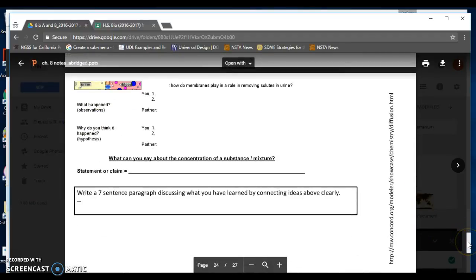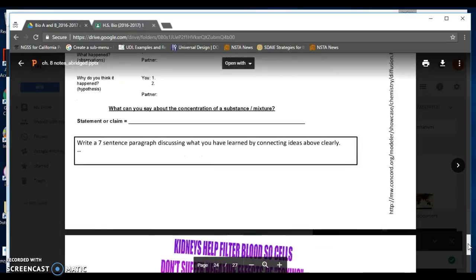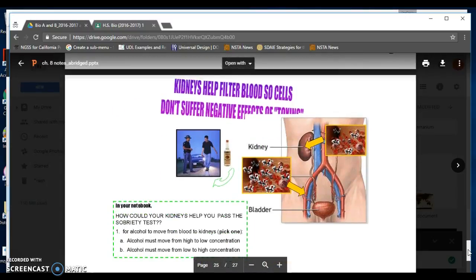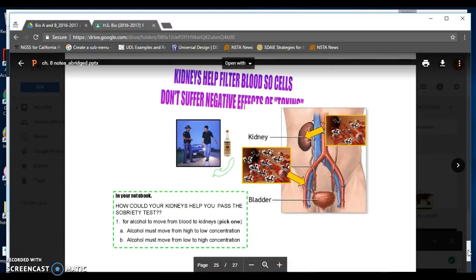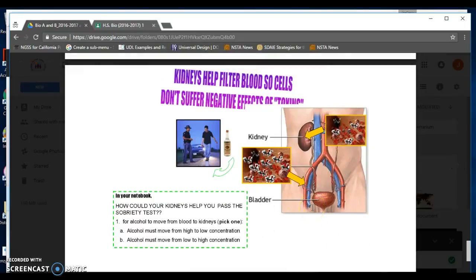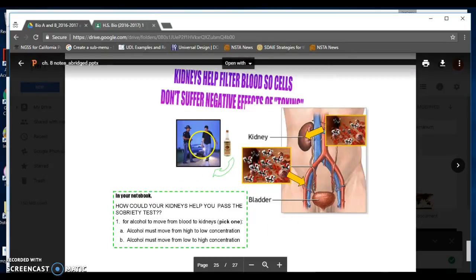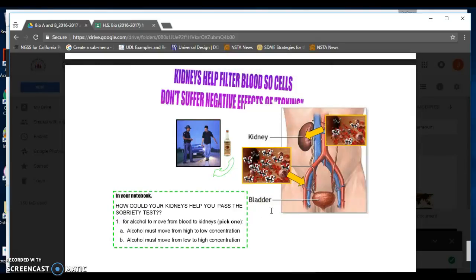So this next slide is a repeat of the same thing. Just ignore it. And down here we have a situation. We did this last semester, but your responsibility is to relate this idea of diffusion. So you have a high blood alcohol content. You got pulled over by a cop. How would your body try to help you pass a sobriety test?